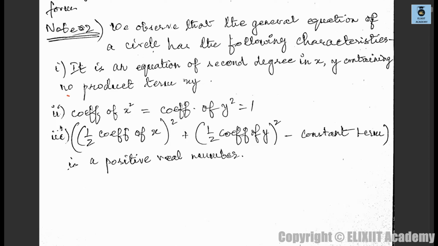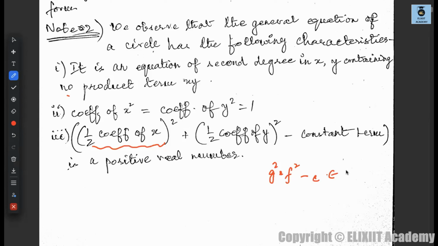You see from there, what is the half times of coefficient of x? Coefficient of x is 2g. So what is it? g square plus f square minus c is a positive real number, obviously. Otherwise, how will you define the radius? g square plus f square minus c. What is this? Half times of coefficient of x square means g square. g square plus f square minus c is a positive real number.